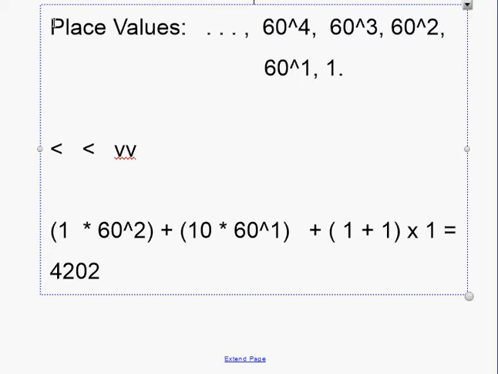A major disadvantage of the Babylonian system is that it did not have a symbol for 0. Some Babylonian tablets have a larger gap between the numerals or the insertion of the two symbols that look like less than to indicate a missing place value.